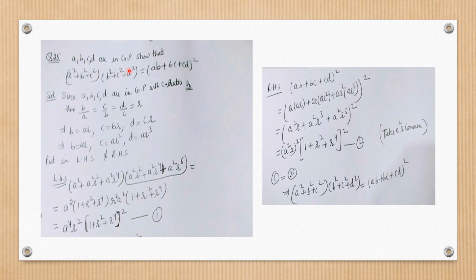Now since A, B, C, D are in GP and you have to show this equation is equal to this. Okay. So since A, B, C, D are in GP, and let the common ratio be R. So A, B, C, D are in GP means B upon A equal to C upon B equal to D upon C, and all are equal to R. Okay, as the common ratio is same. Now I will equate them individually, that is B upon A equal to R means B is equal to AR, similarly C is equal to BR, D is equal to CR.